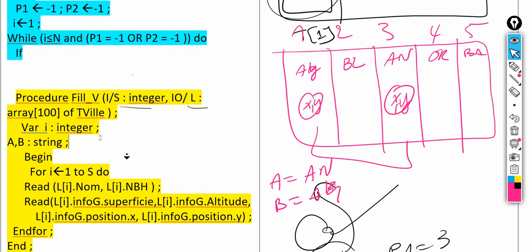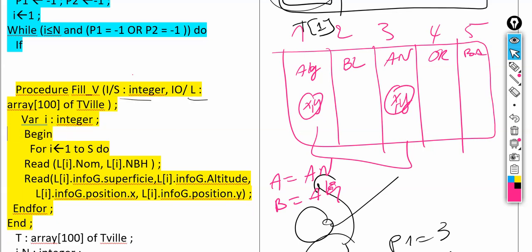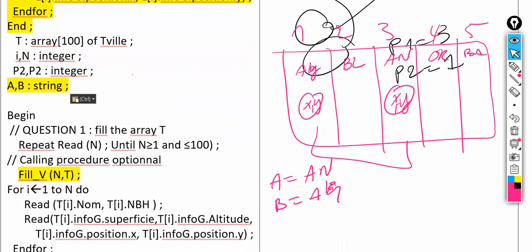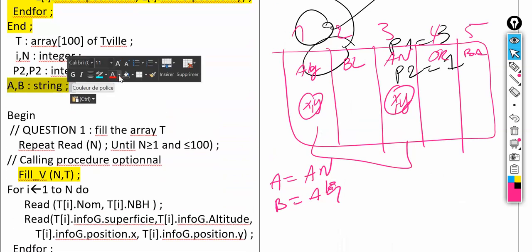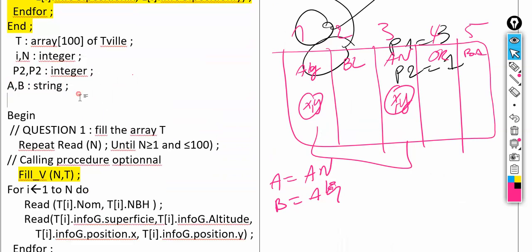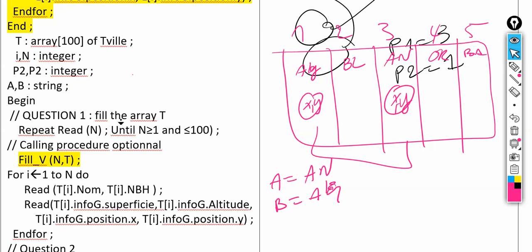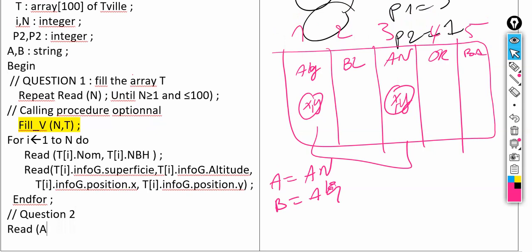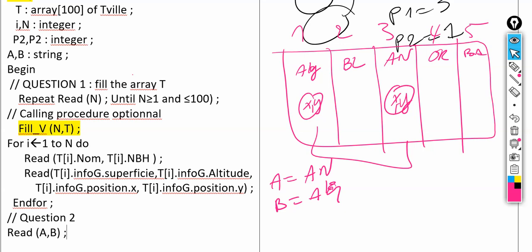What is the main algorithm? Main algorithm is not here. It's underneath. So here is where I'm going to declare A and B, which are two strings, and will represent the names of the towns that I am looking for. And of course, here, question 2, I need to ask the user to give me A and B, the towns that I am looking for. Now, I hope that you are following. But I will post this video on YouTube so you can follow it very carefully. If you didn't understand, you can go back and rewind the video if you wish.